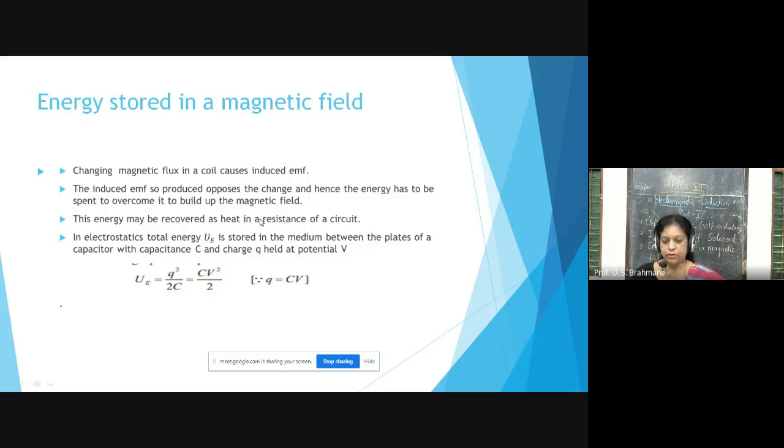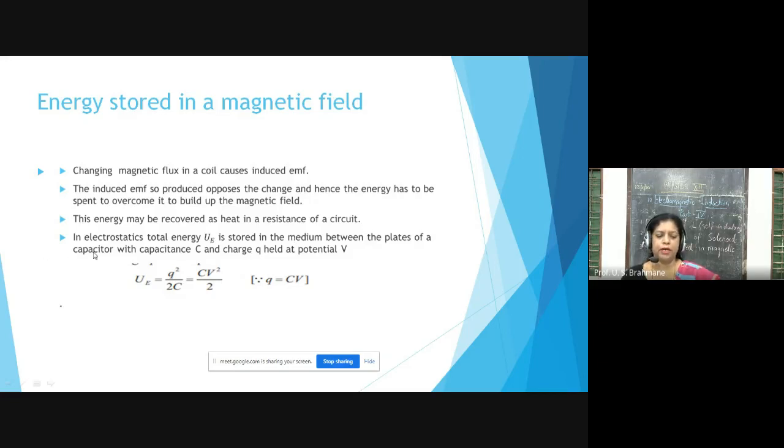So remember this. What happens because of the induced EMF? It opposes the change by Lenz's law, and some work has to be spent to overcome this and to build up the magnetic field. Then this energy may be recovered as heat in the resistance of a circuit. In the resistance, it is like heat energy. It is stored in the form of heat energy for the resistance.